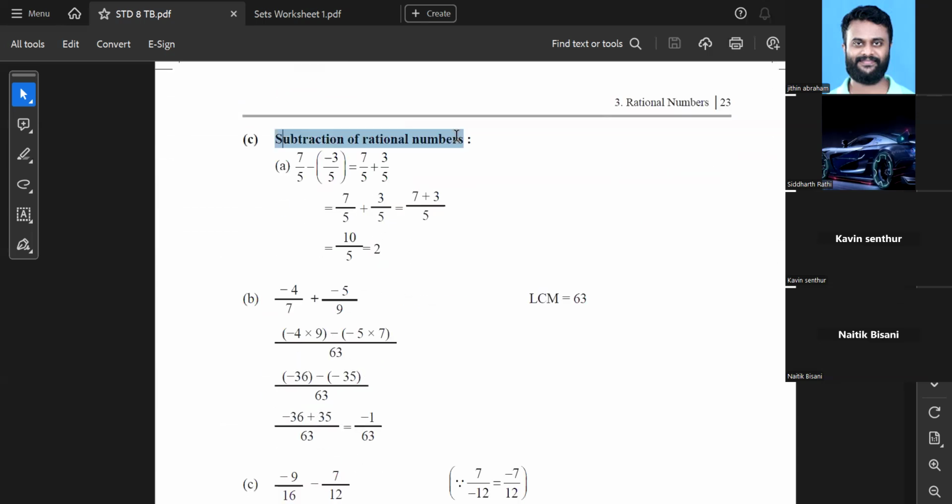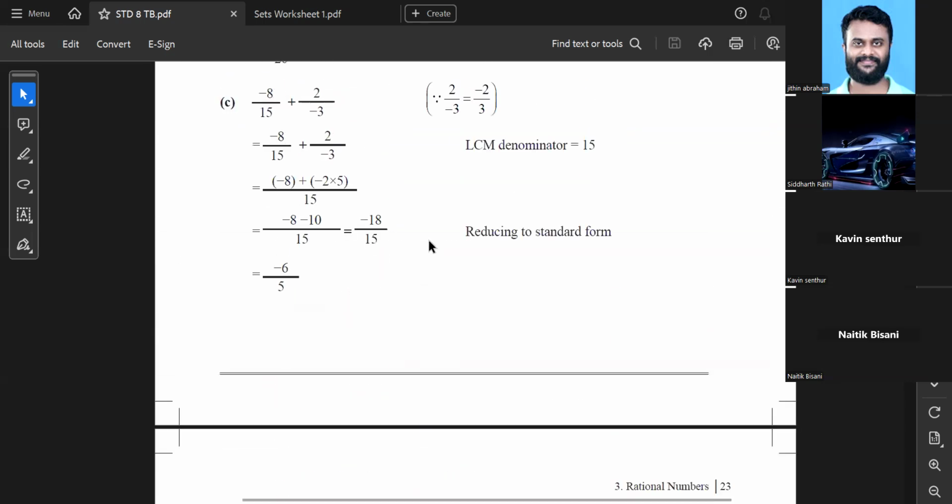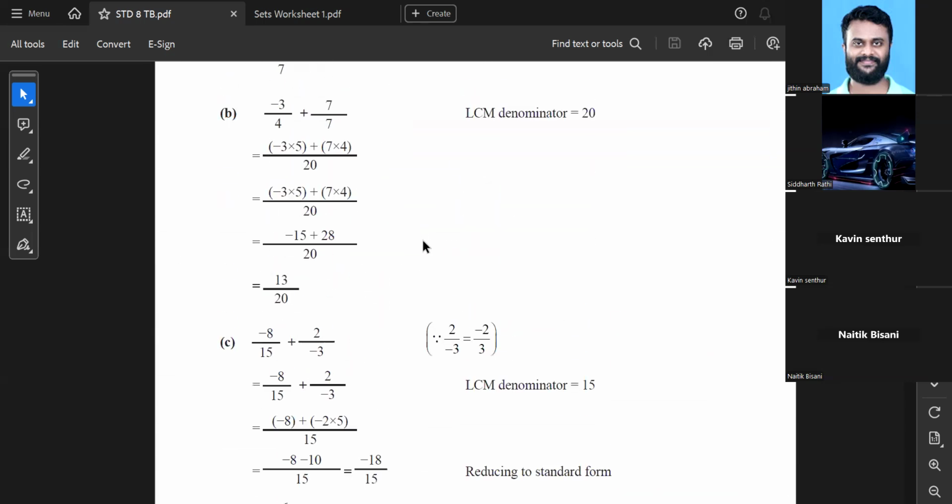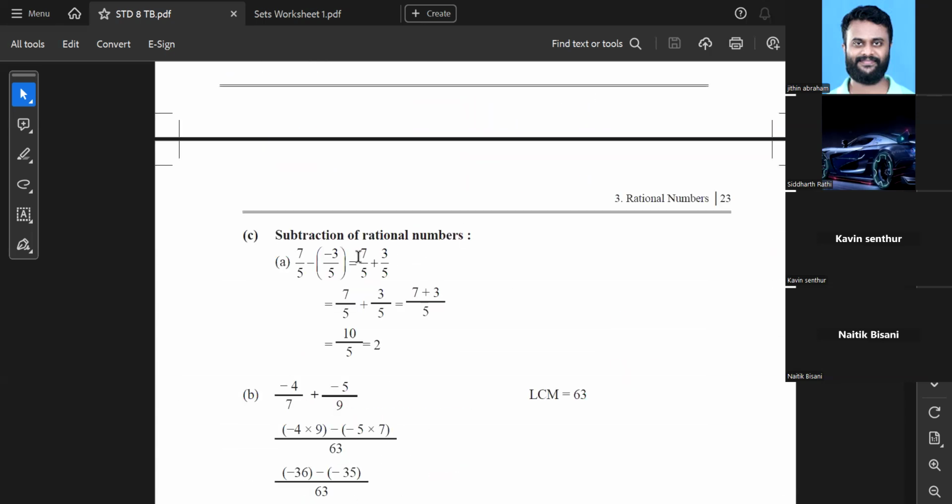Speaking about subtraction, till now I talked about addition. Are all the cases covered in addition? Yes, everything is covered. Okay. Speaking about subtraction, for example, if we have 7 by 5 minus of minus 3 by 5, so you have two minuses aligned with each other. Whenever you see two minuses combined, aligned with each other, you simply make it plus. Remove both and make it plus.